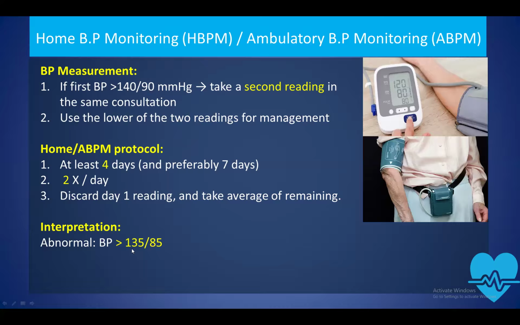So look at this reading. When you are recording blood pressure in the clinic, the cutoff value is 140/90. The patient will be said to be hypertensive if blood pressure is more than 140/90. But when you are recording blood pressure at home, then the cutoff value will be 135/85.